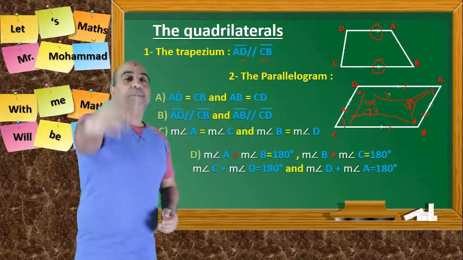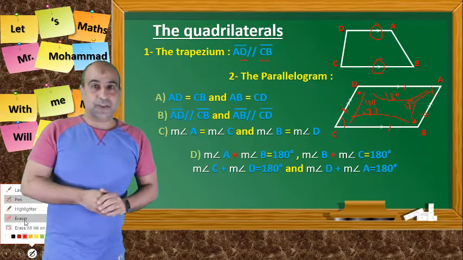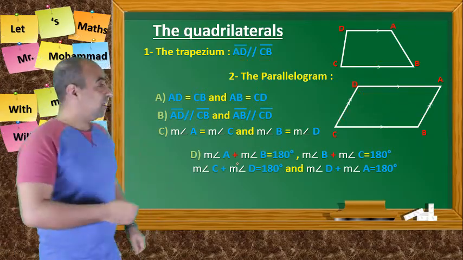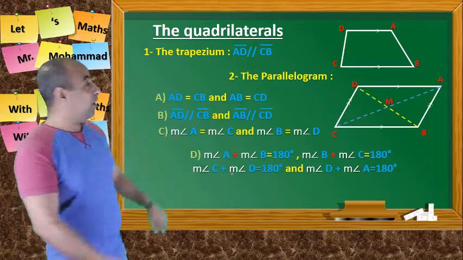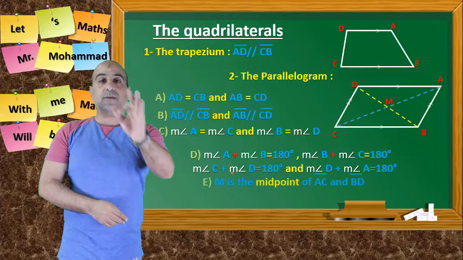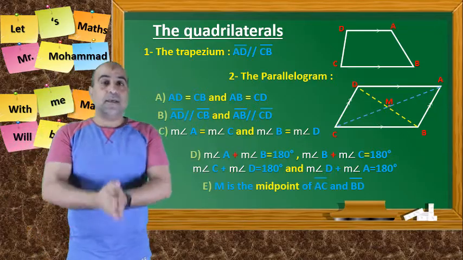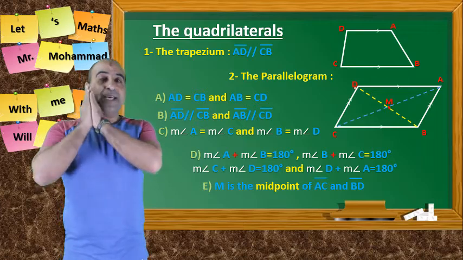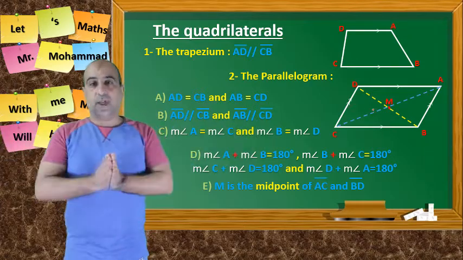And the last property is that the two diagonals bisect each other. The point M is the midpoint of AC, and M is also the midpoint of DB. It means the two diagonals bisect each other. Each one of them divides the other into two equal halves.